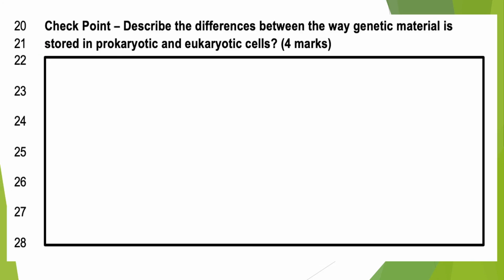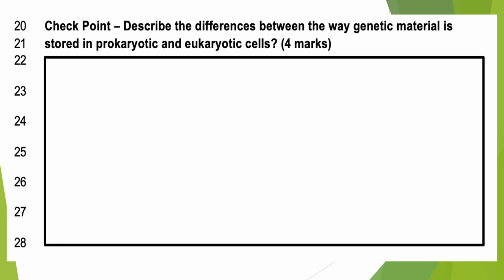All right, and we get to this checkpoint here. The question says, describe the differences between the way genetic material is stored in prokaryotic and eukaryotic cells. And this is worth 4 marks, okay? So before you begin, I just want to make sure that you have all the information that you need to, right?